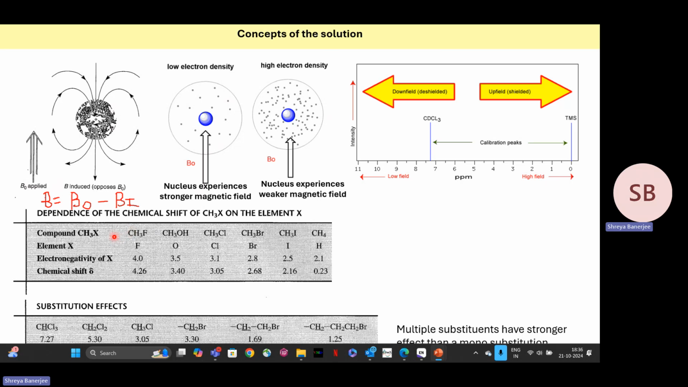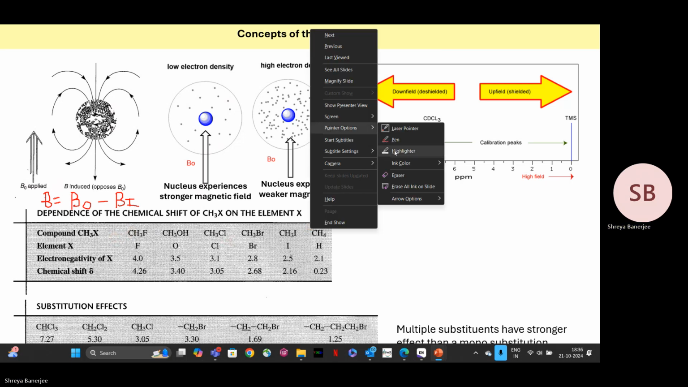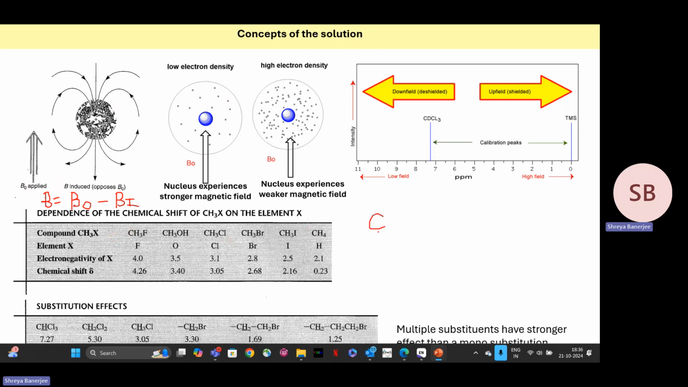Now we will look at how electronegativity is affecting this. Suppose you have carbon, hydrogen, and an electronegative element like chlorine attached. Chlorine is an electron withdrawing group. It will withdraw electrons away from the proton, so the proton will get a delta plus charge. That is, it will be the situation where the electron density is lower. And when electron density is lower, we know that it moves to higher ppm values, that it moves downfield. So the chemical shift becomes greater.